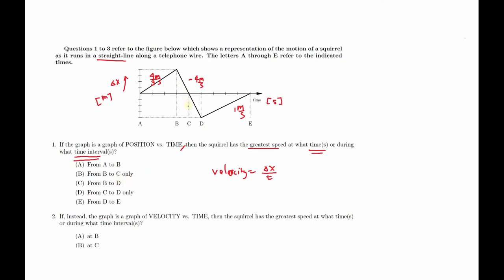Had it been the greatest velocity, we would have chosen A to B. However, it's asking for the greatest speed, so we have to take the absolute value. So between B and D is the greatest. You have 4 versus these other two contestants. So 4 is greatest here. So the answer is from B to D.